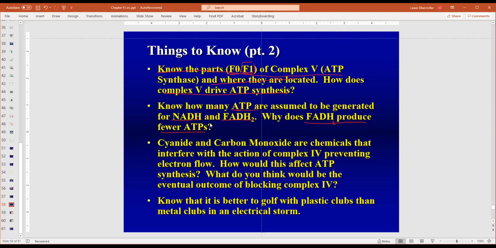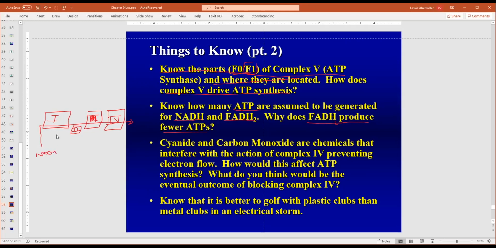So let's just recap this. We have complex 1, 2, complex 3. I'm not going to draw coenzyme Q and stuff, and then this is complex 4. I'm sorry that 3 is awful. It's a 3. All right. So the electrons go through here from NADH. Remember, it goes through 1. So we pump 2 protons here, 2 protons here, and 2 protons here.